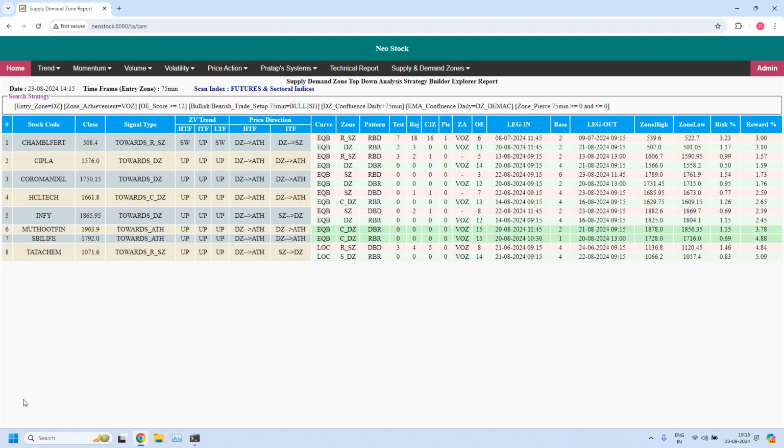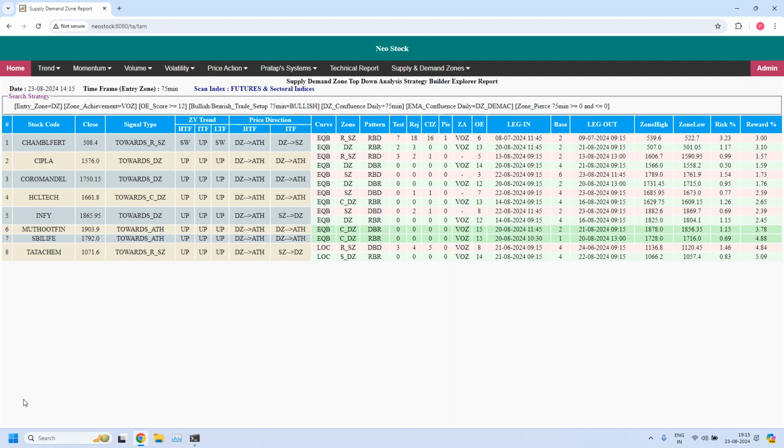Now the list is reduced to 8 stocks. These 8 stocks have ITF zones with daily EMA confluence, and also the daily zone is having confluence with the 75 minutes zone, that is the entry zone. Your entry zone and daily zone are in confluence with each other. Apart from that, the daily zone is having daily EMA confluence. So this is a high probability trade setup. Focusing on these 8 stocks.